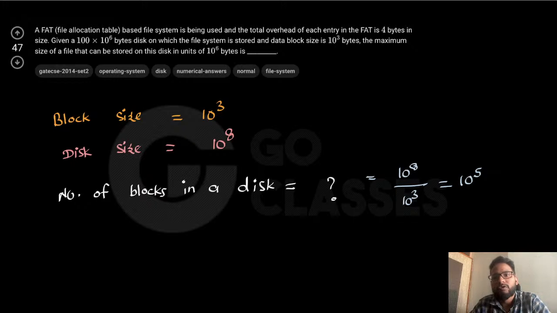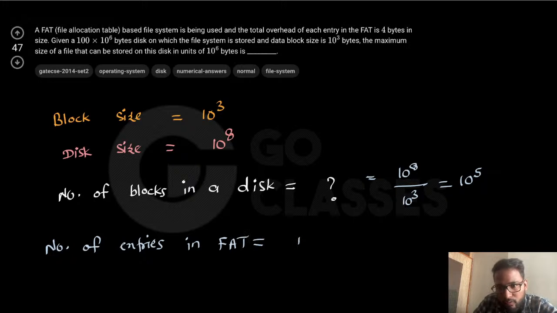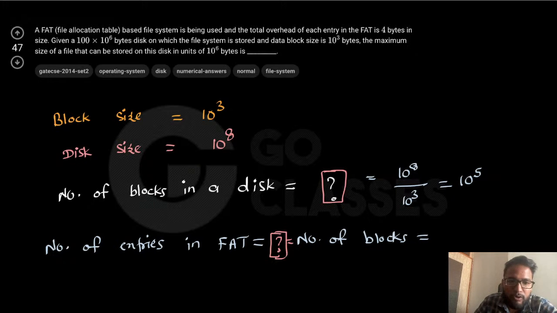Right? So if these are the blocks, then it means these are the entries in the FAT, right? So the number of entries in FAT is equal to the number of blocks, that's what we want to calculate, right? And which is equal to, can anyone give me the answer? Which is equal to 10^5. So these are the entries in the FAT.